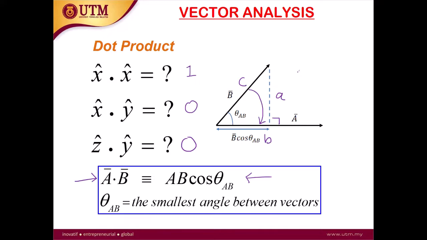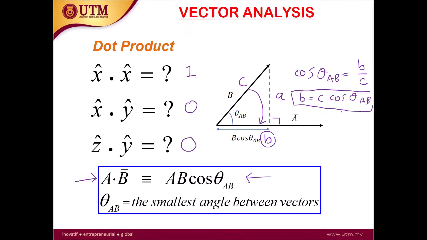we can write cos theta AB is equal to, in reference to this diagram, B divided by C. And we want to know what A·B is, because B is parallel with vector A. So B is equal to C cos theta AB. This is the form. That's why you got this form.